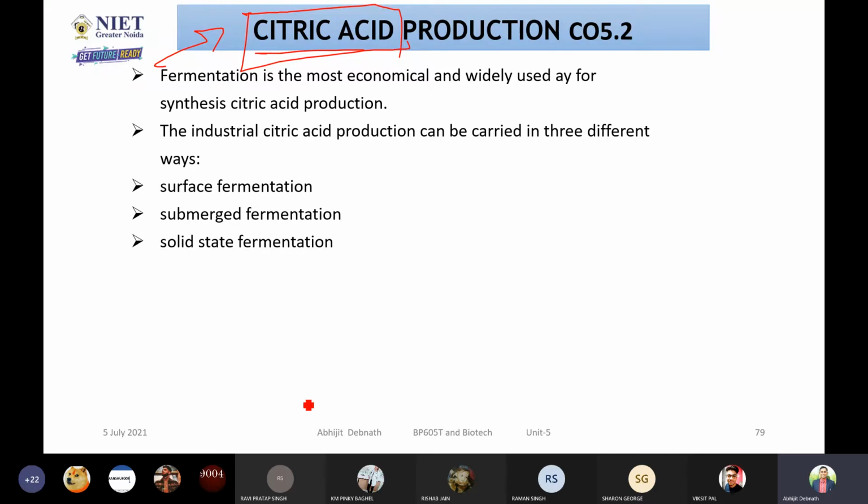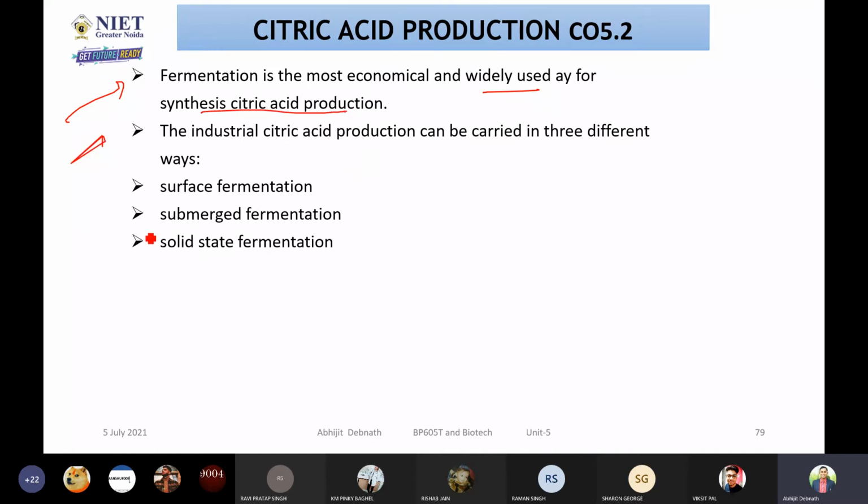So citric acid production. Citric acid is very important for us for various purposes. Now, if you want citric acid on a very large scale, you have to take the knowledge of biotechnology. What Pinky was saying is that naturally it is already available in various citrus foods, so from there we can get citric acid. But if we need it in a very large scale, in that scenario we cannot rely on natural sources. That's why we are taking the help of fermentation. Fermentation is the most economical and widely used technology for citric acid production.